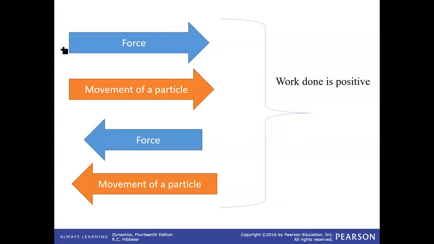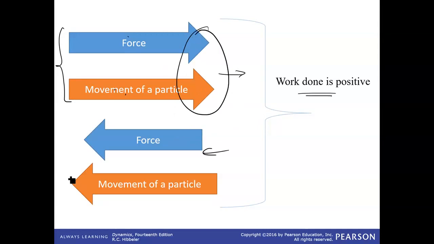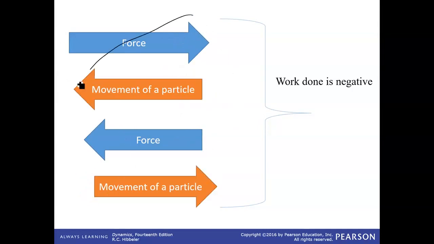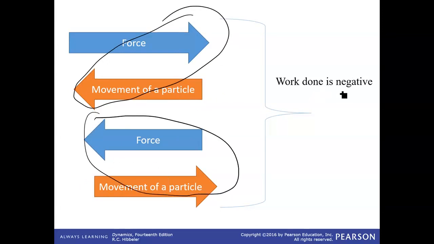So, a quick recap of what we discussed here. When force and movement of the particle are in the same direction, then the work is positive. They can both be in the positive x direction or the negative x direction, it doesn't matter. As long as both arrows are in the same direction, work done is positive. When these arrows, force and movement, are in opposite directions, then the work done is negative.